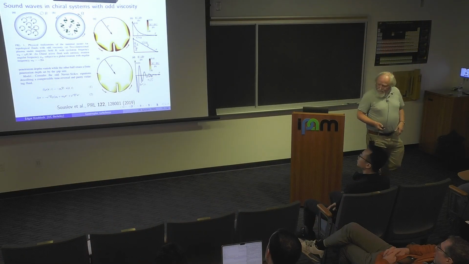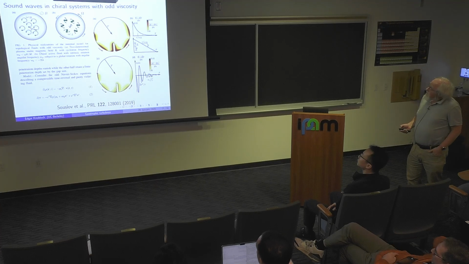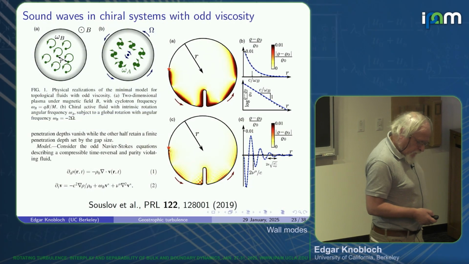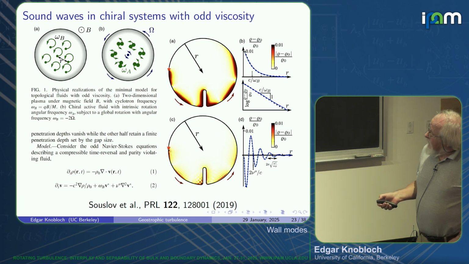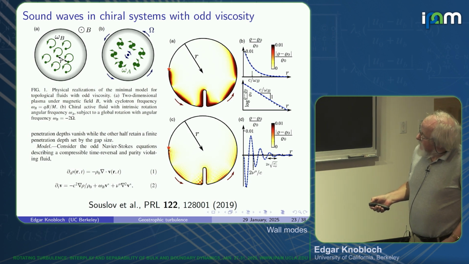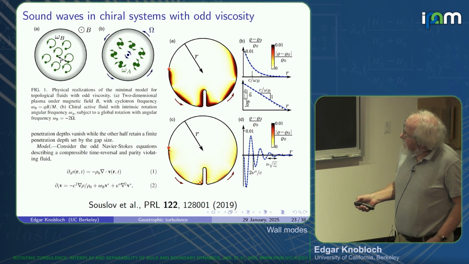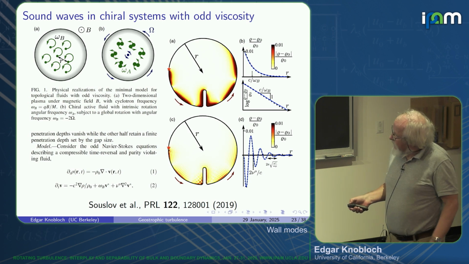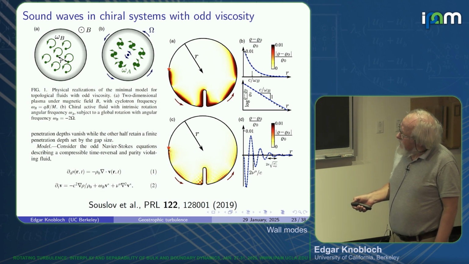So I just want to relate this to something that people have been studying quite a bit. These are so-called chiral systems. Here are some examples. You can have charged particles in a magnetic field that all execute cyclotron motion like this, or you can have gyroscopes which are coupled and rotate all in the same sense. And people have done experiments on these kinds of two-dimensional problems.